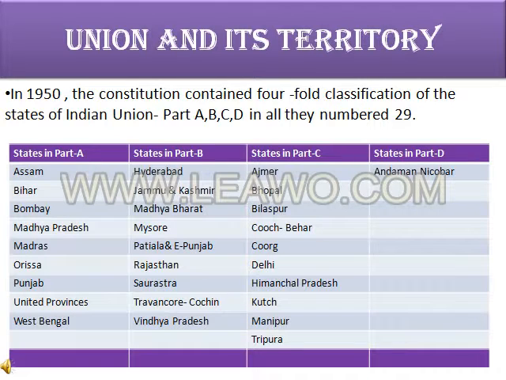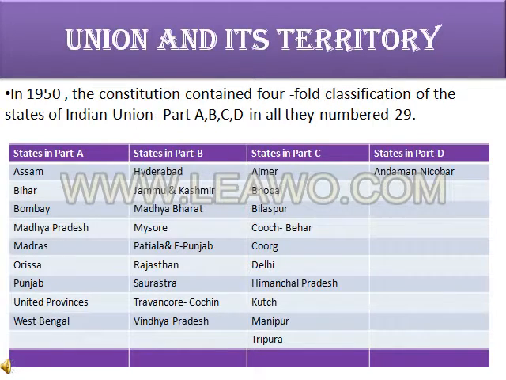Under Part A there is Assam, Bihar, Bombay, Madhya Pradesh, Madras, Orissa, Punjab, United Provinces, means at present UP, West Bengal. In Part B, Hyderabad, J&K, Madhya Bharat, Mysore, Patiala, Punjab, Rajasthan, Saurashtra, Travancore, Cochin, Madhya Pradesh. And in C, Ajmer, Bhopal, Bilaspur, Cooch Behar, Coorg, Delhi, Himachal Pradesh, Kutch, Manipur, Tripura, and in Part D, Andaman and Nicobar.